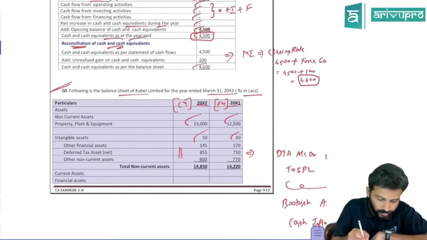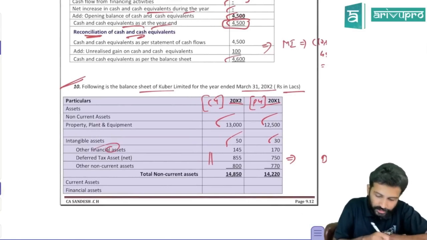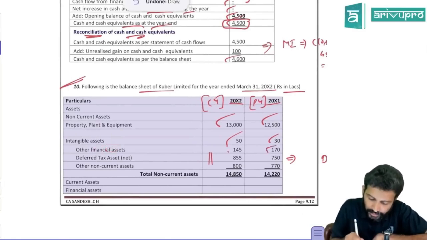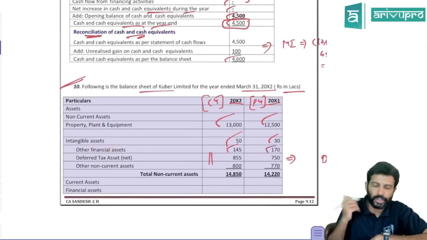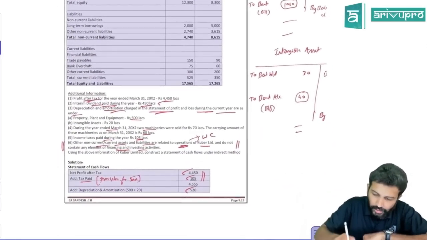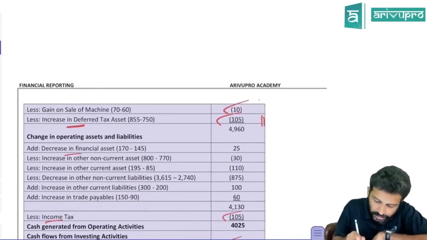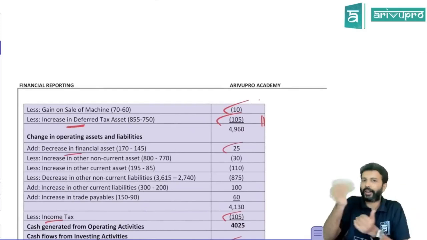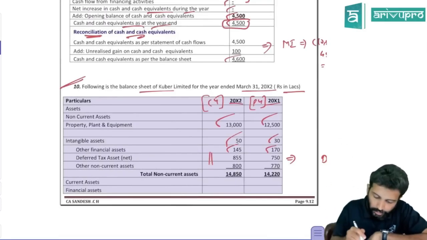So this is done. This is fully for other financial assets. Compare. Previous year it was 170. Current year it became 45. So it has reduced by 25. Decrease in current asset means plus. So I've added 25. Check. Under working capital changes, decrease in financial assets 25 they've added. Okay, decrease in current assets means plus. Like that, one by one you need to compare.